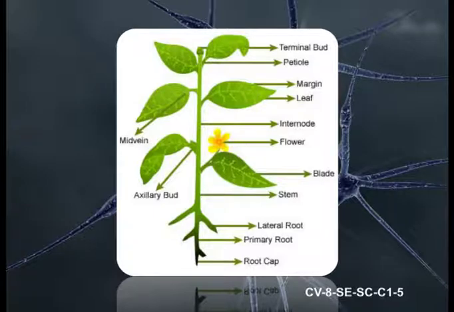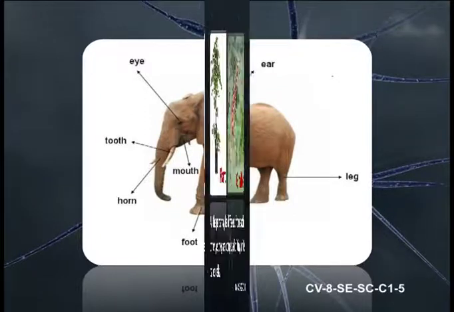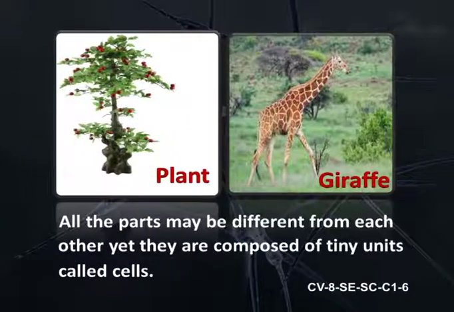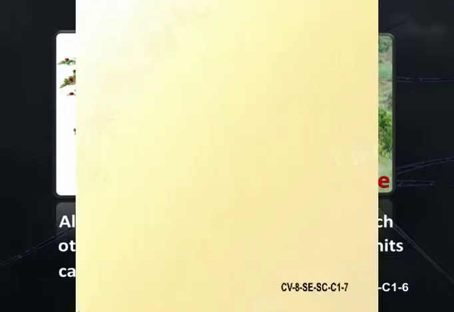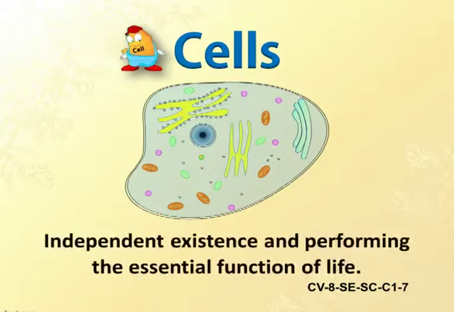Good. Now, can you name the body parts of animals? Neck, legs, horns, etc. All the parts may be different from each other, yet they are composed of tiny units called cells. Children, let us understand more about cells. Cell is the smallest part of all our organs, which is capable of independent existence and performing the essential function of life.